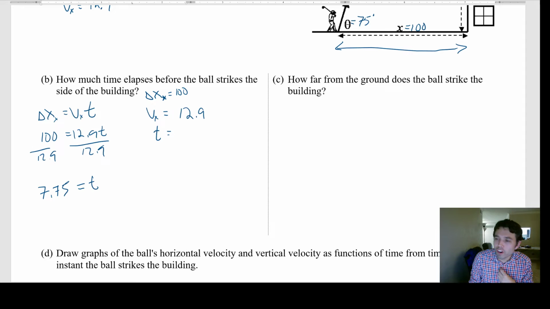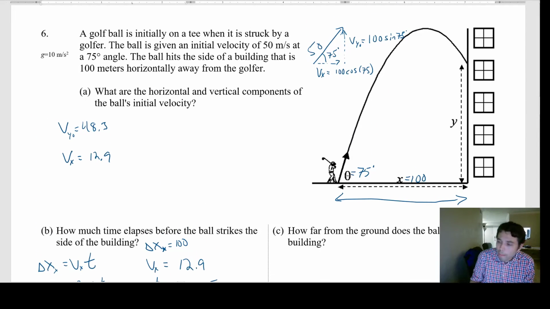All right. Now we got part B. Hope that makes sense. Everybody followed that. So 7.75 seconds. How far from the ground does the ball strike the building? What it means here is how high up the side of the building, right? So how high up this way does the ball strike the building?